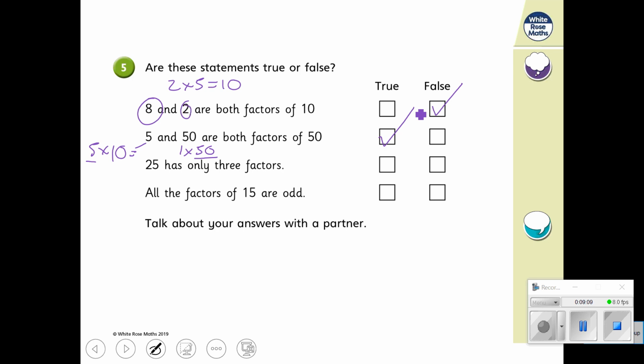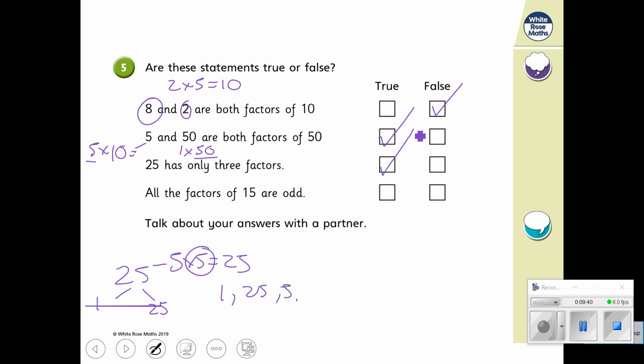25 has only 3 factors. Oh, let's have a look. I'm going to do this down here. So 25. So obviously it's got 1 and it's got 25. 2 times anything make 25? No. 3? No. 4? No. 5? Oh, look at that. It's a squared number again. 5 times 5 equals 25. But because it's a squared number, we're only going to take that factor once. We've got 1, 25, and 5. So the answer is true.